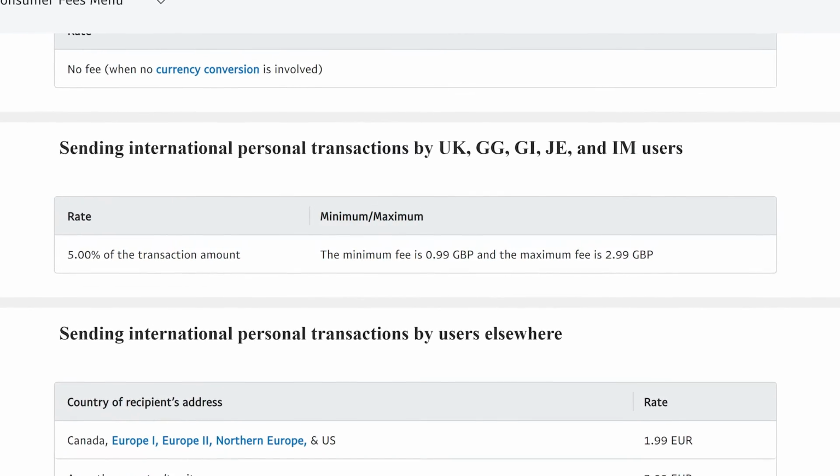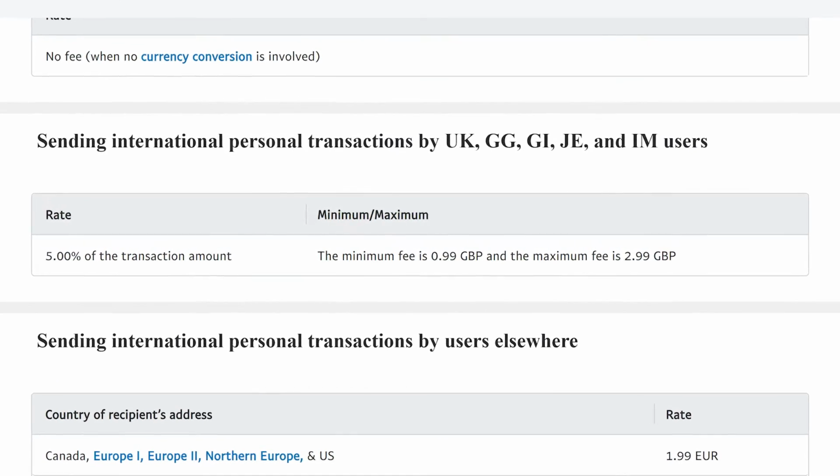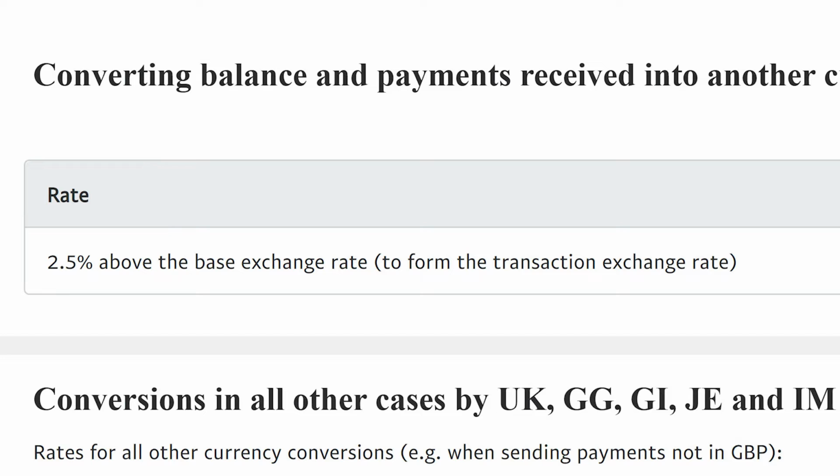PayPal is a very, very common platform, probably one of the most popular platforms out there. So many people use it to send money abroad, but the value is incredibly bad. They claim that they charge you 5% up to a maximum of £2.99 in terms of the fee, and then they add 2.5% above the base exchange rate as a further fee.